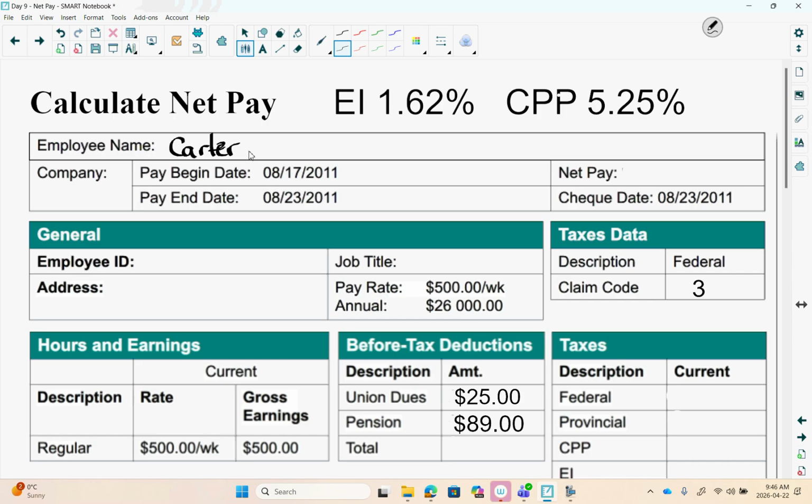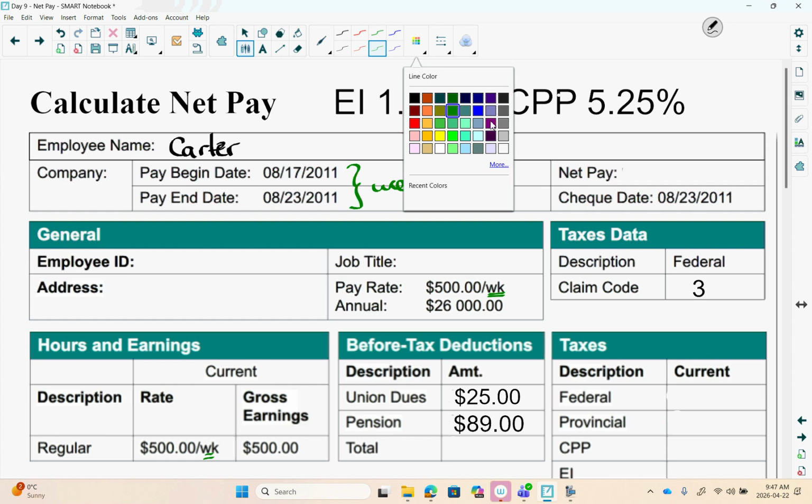Okay. It says pay begin date, pay end date. So this is August 17th to August 23rd of the year 2011. Could you tell me how often this person gets paid just by looking at those dates? It's weekly. So how many checks would they get in a year if they get paid every week? 52. Nice. You may also notice that it says weekly here and weekly down here.